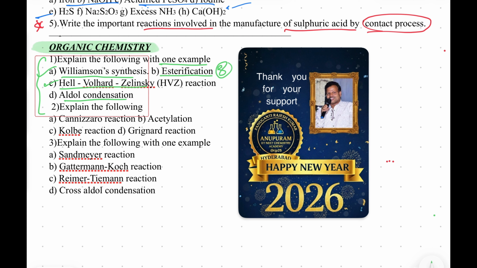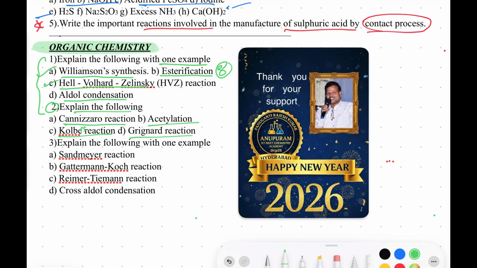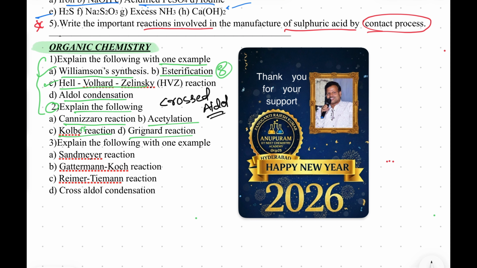One more, second question, explain the following. This type of questions they are asking from organic chemistry. See, Cannizzaro reaction, acetylation, Kolbe electrolysis, Grignard reaction. One question covers aldol, another covers Cannizzaro. Sometimes they are asking crossed aldol also. Don't forget this. They will ask you crossed aldol sometimes. And the Kolbe reaction, Grignard reaction.